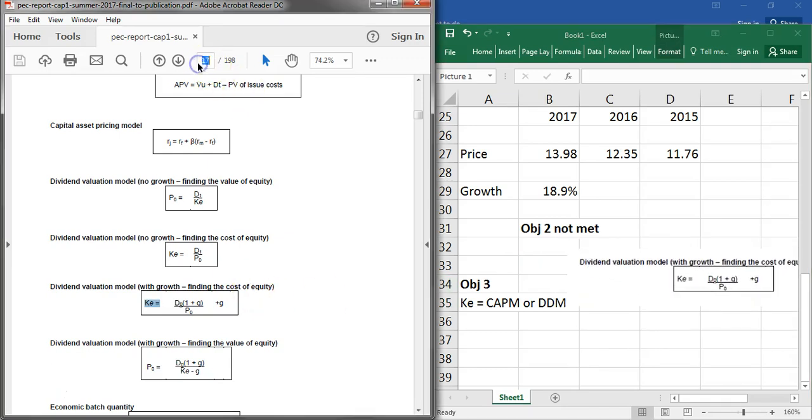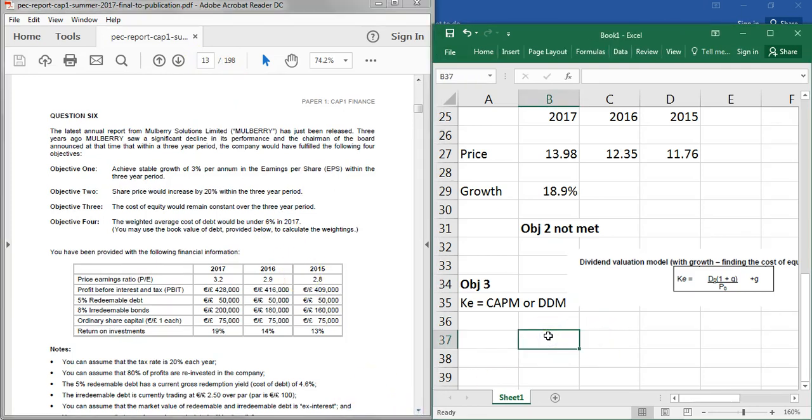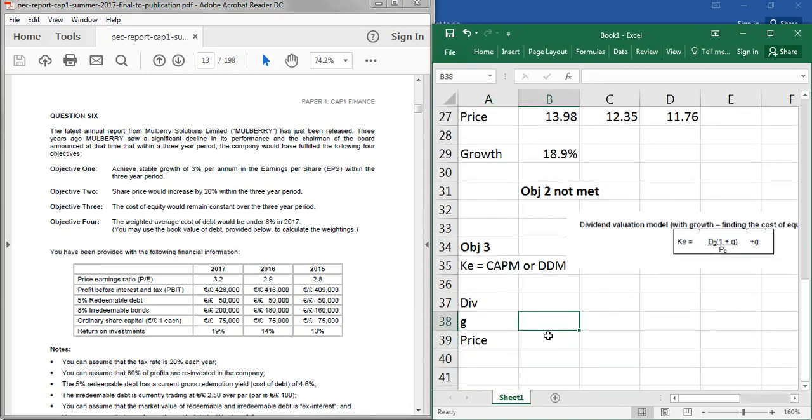So we go back to the question now. But what do we need then? We need a dividend. So can we get the dividend for each year? What else do we need? We need the growth rate. What's the growth rate in dividends? And we need the price. Remember, we have the price already. So you can see these overlap, they build on each other.